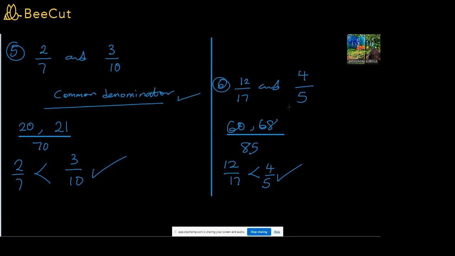Is this clear to you? Yes, sir. Good. Let's look at two more examples. Example 7. Let's say we have a fraction like 1 over 3 and 4 over 9. 1 over 3 and 4 over 9.